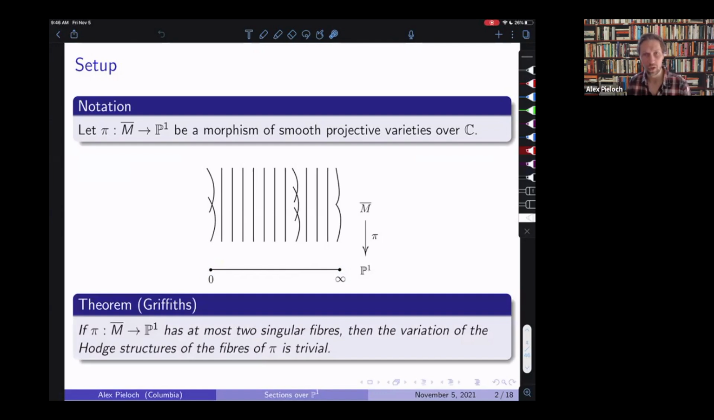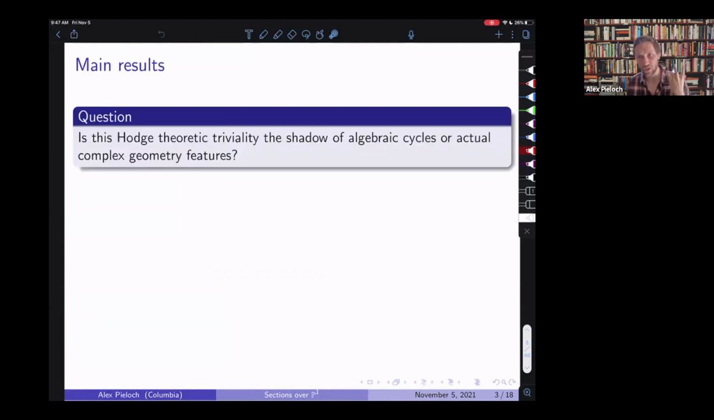Via his work on period domains, you get the following corollary of Griffiths' work. If one of these families has at most two singular fibers, then the variation of Hodge structures of this particular family is actually trivial. A very naive interpretation of this is that from the viewpoint of Hodge theory, or computable complex algebraic geometric invariants, if these families have at most two singular fibers, then they essentially look and behave like the trivial family over P1.